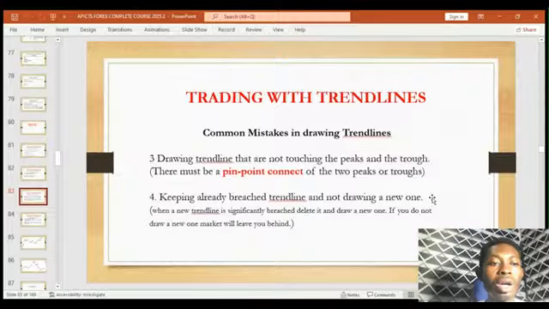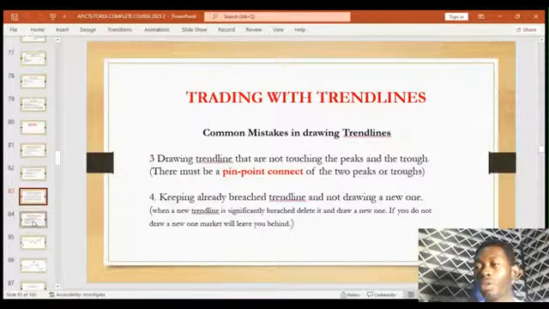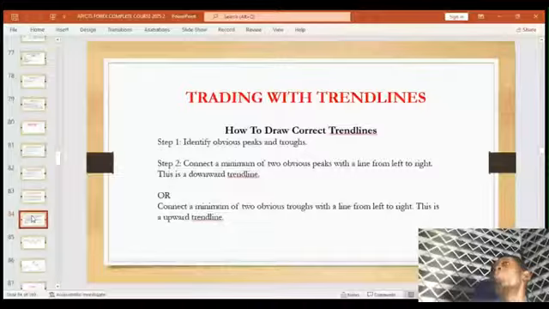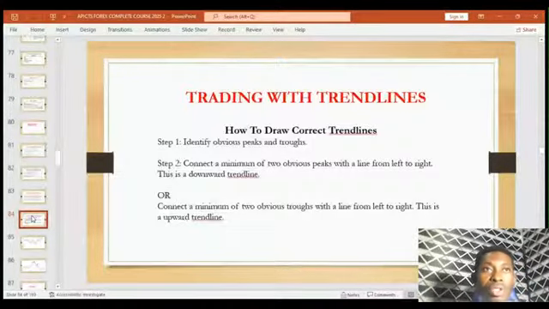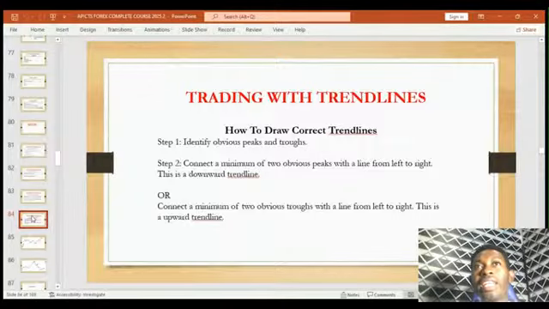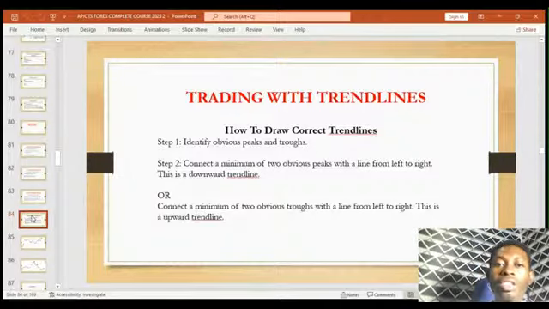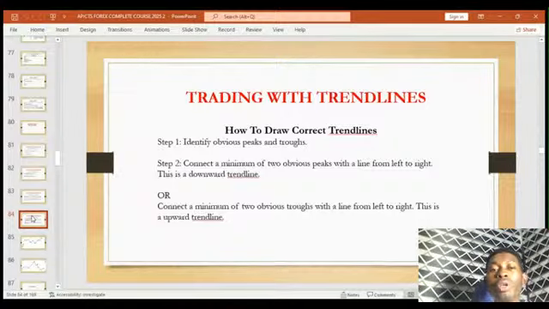All right. So how do you draw a trend line? Identify obvious peaks and troughs. The moment you see two, draw it and wait for it in the future. Professional traders also use trend lines, and that's why it's very beautiful. This is not just an indicator, it's a technical tool that is powerful. One of the most powerful technical tools is your trend line. You connect a minimum of two obvious peaks with a line from left to right. This is a downward trend line. And when you do it from obvious troughs from left to right, you call it an uptrend line.